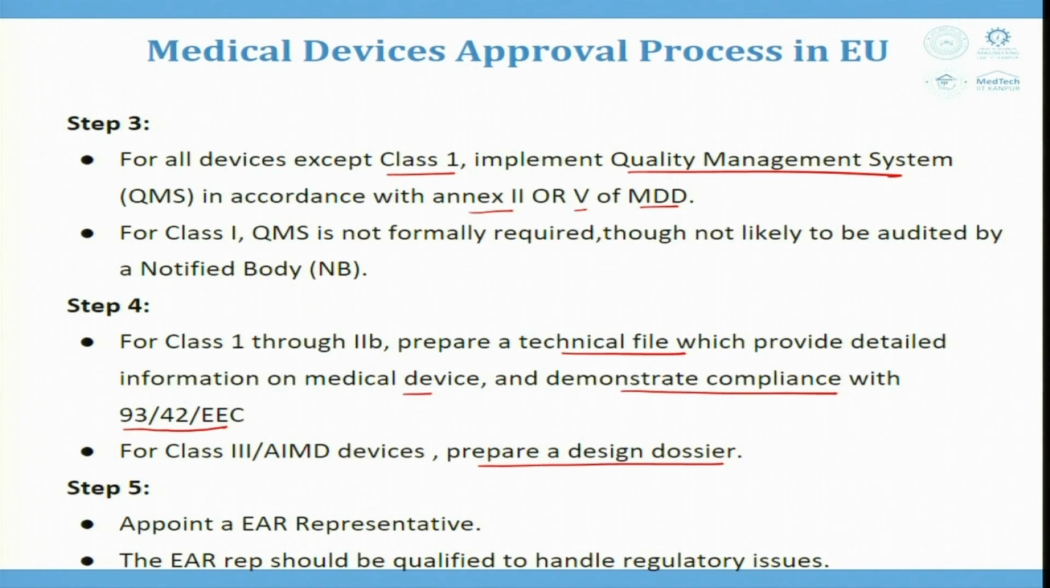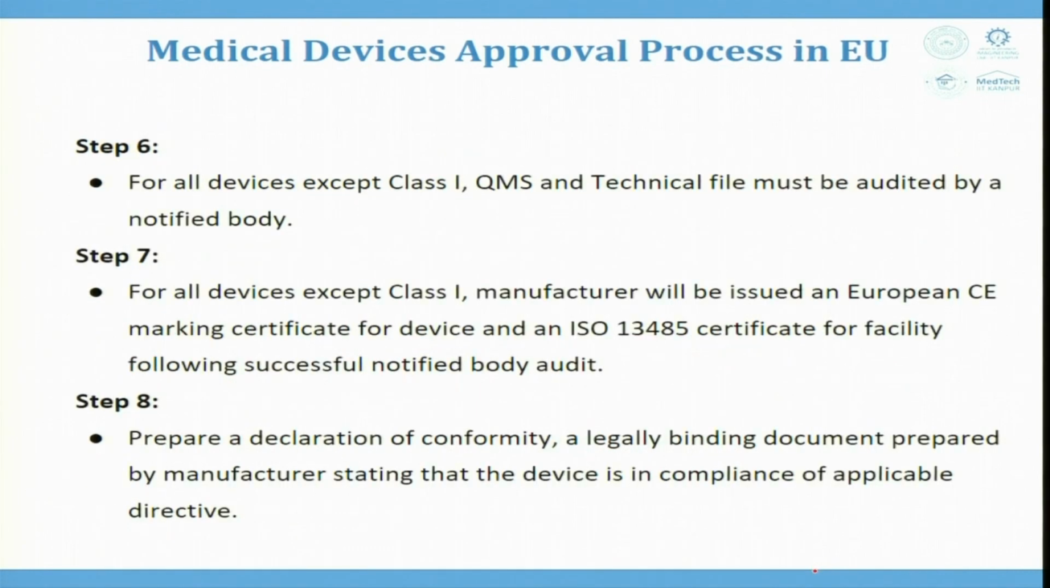Step 5 is again for the people who are not from Europe, they need to appoint a European representative, EAR. EAR is European Authorized Representative. So, the EAR representative should be qualified to handle regulatory issues. Step 6 is for all devices except class 1, where QMS and technical file must be audited by the notified body.